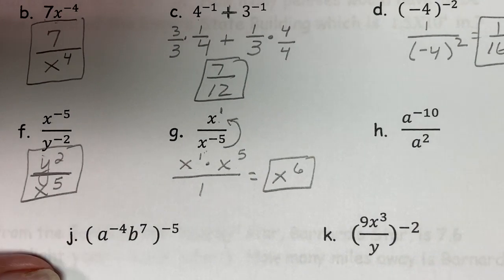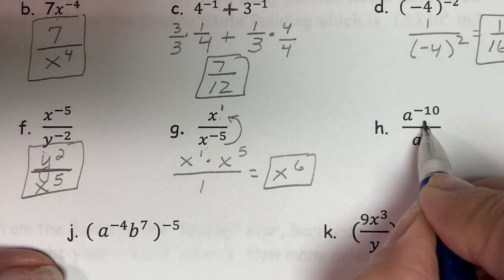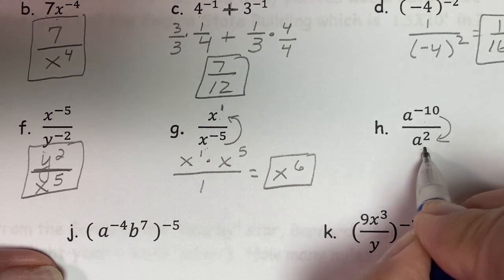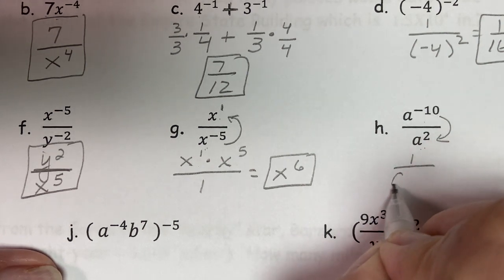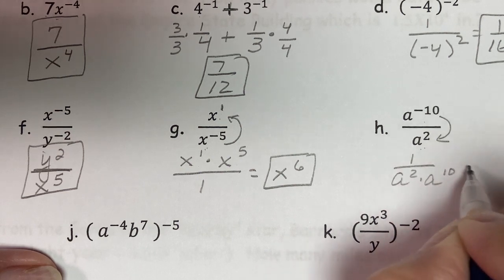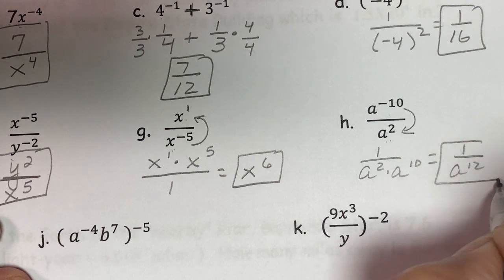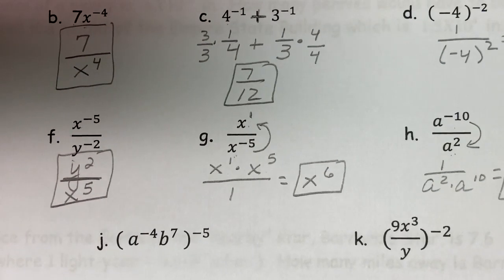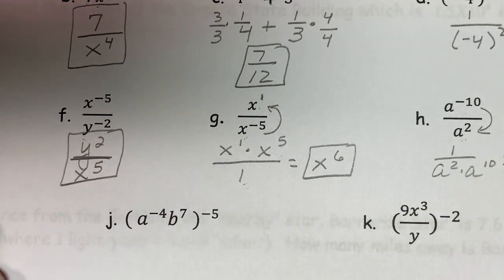Now if I look at h, this a squared isn't going to move, but this a to the negative 10th will go downstairs and become a to the 10th. So what we end up with is 1 over, because you have to have a 1 left, a squared times a to the 10th, which of course is 1 over a to the 12th. So don't forget that you have to have a 1 in the numerator here. You didn't have to leave the 1 in the denominator because anything divided by 1 is simply itself.